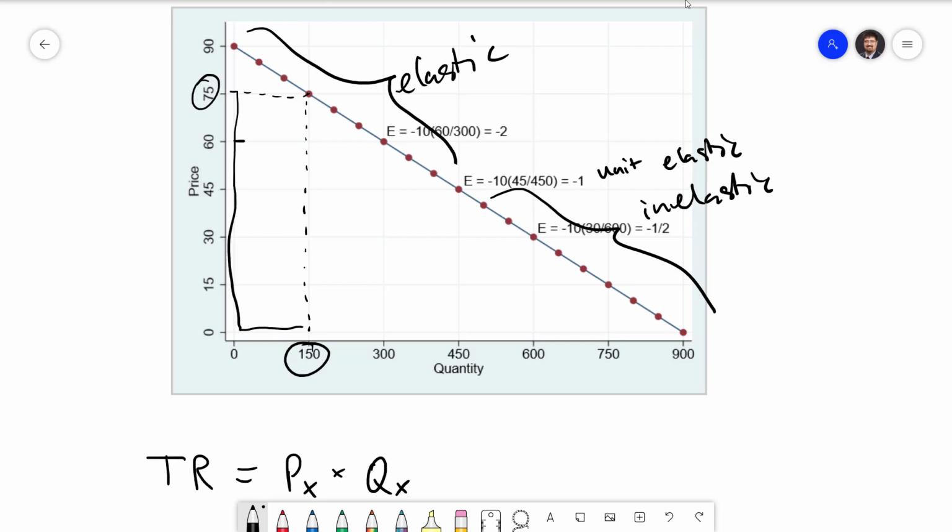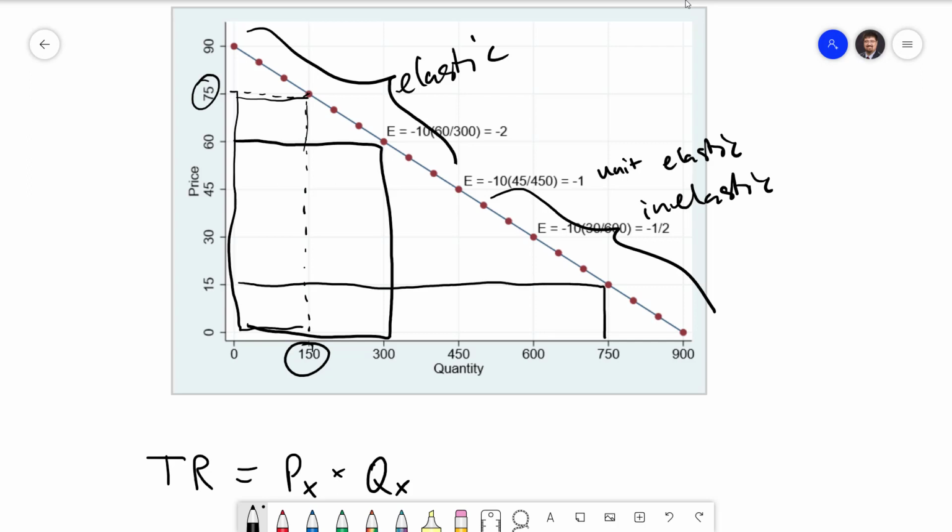If we lower the price down to 60, the revenue becomes this rectangle. We can see that that is substantially larger than the previous one when the price was 75. When demand is elastic, revenue can be increased by lowering the price. If we look over here when the price is 15, and then look at raising the price up to 30, we can see that there's also a gain in revenue. The rectangle when the price is 30 is much larger than the one at 15. This is in the inelastic part of the demand curve.